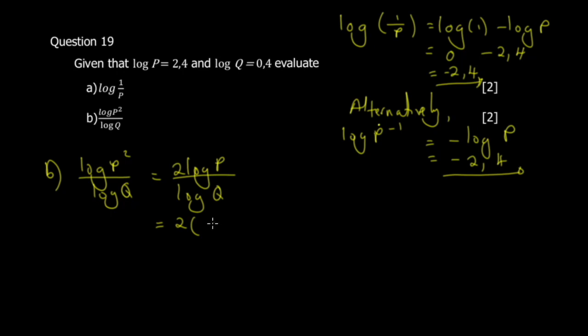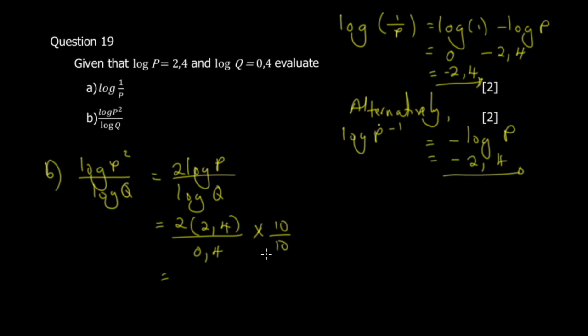Log p is equal to what? Log p is equal to 2.4, and log q, what is it? Log q is equal to 0.4. Okay, so you can actually multiply this by 10, multiply this by 10, so that you clear fractions. Let me just show you.